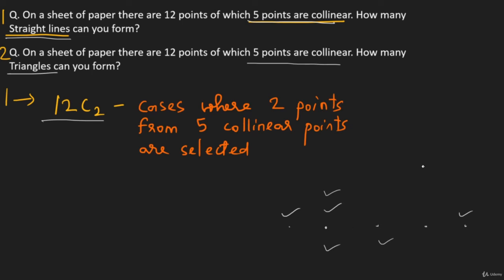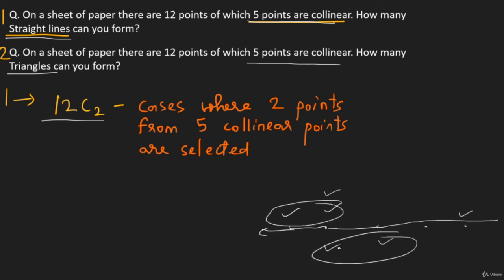But over here, because the points are collinear, if I select these 2 points, I get the same straight line. If I select these 2 points, I get the same straight line. And remember, a straight line has no ending. So if I select these 2 points, the straight line does not end here. It keeps going on in both the directions. Therefore, if I select these 2 points or these 2 points, the straight line that I get is the same.